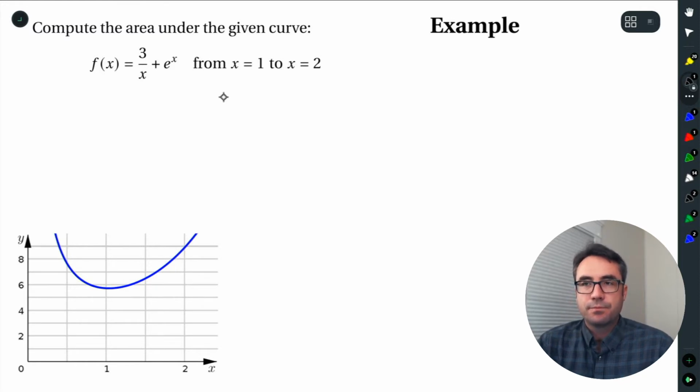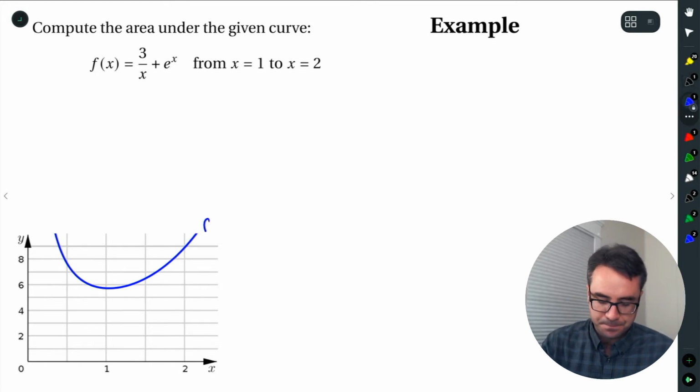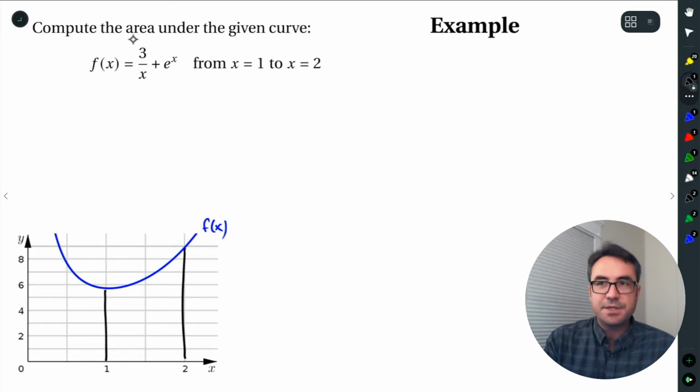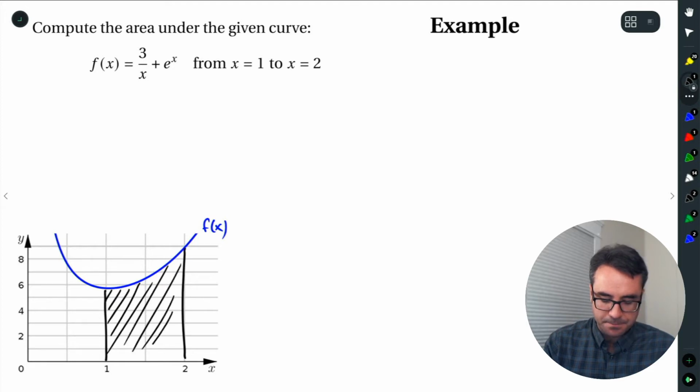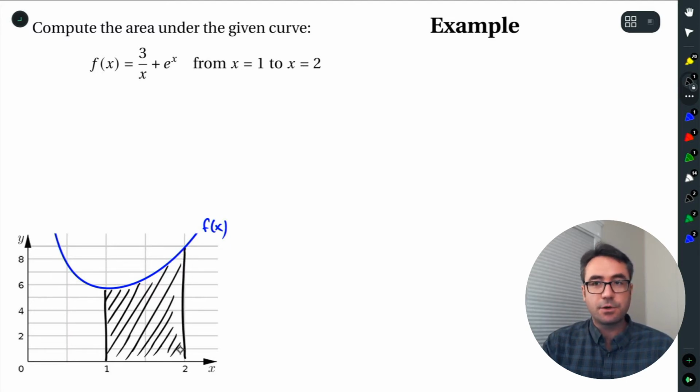All right, so first of all, let's get a little picture of what this region looks like. So here's the graph of our function, f of x. And we're looking from x equals 1 to x equals 2. So from x equals 1 to x equals 2, when we say the area under the curve, we're really looking at this region right here. The top section is part of the graph of our function, and then the left side is a vertical line, the right side is a vertical line, and then we're going down to the x-axis. So we're actually calculating the area for this shaded region.